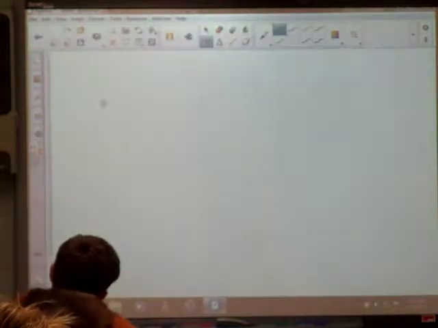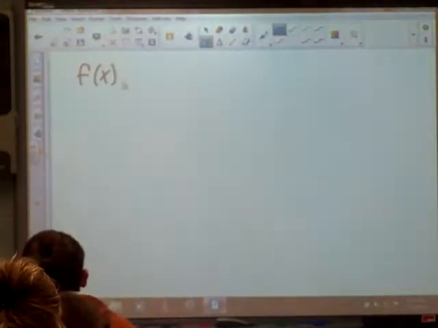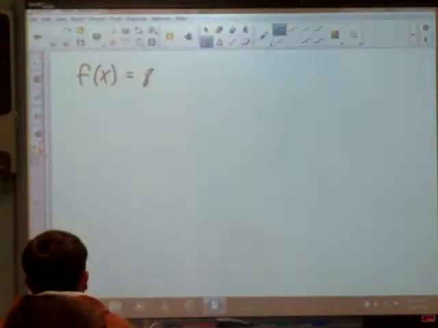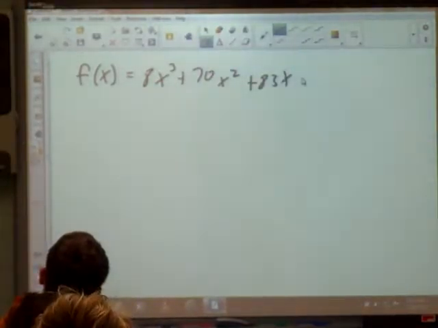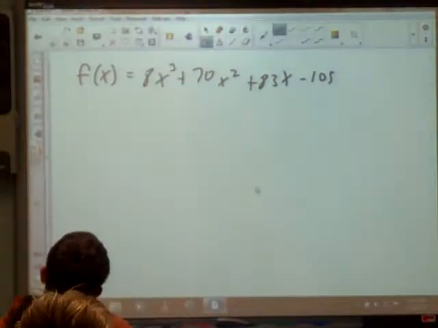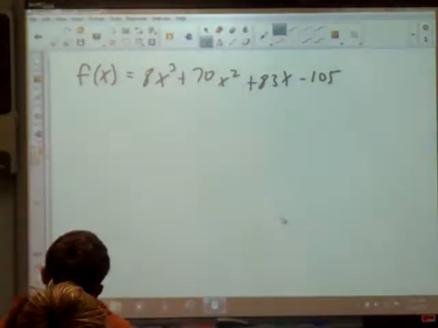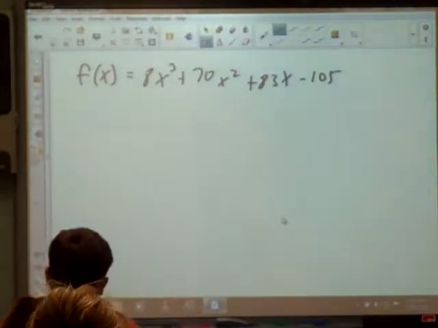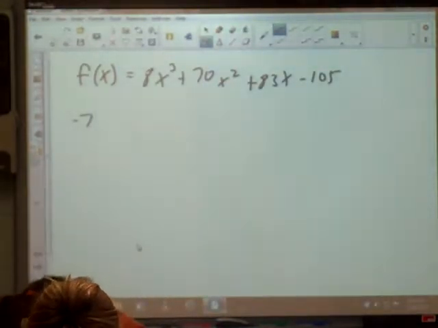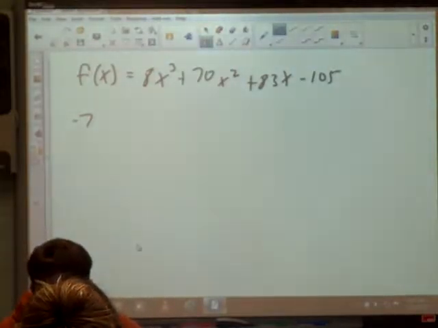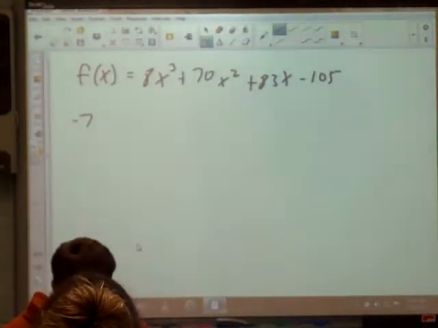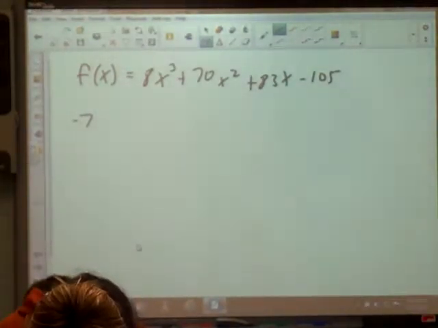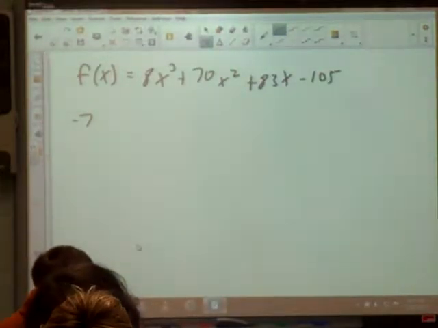Okay, this one, changing the directions already on you, says f of x equals 8x cubed plus 70x squared plus 83x minus 105. The directions say factor that function given that negative 7 is a 0. So if negative 7 is a 0, you've got to think backwards here. What would the factor be that gets you negative 7?